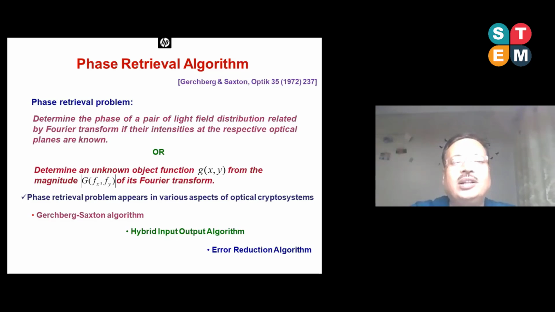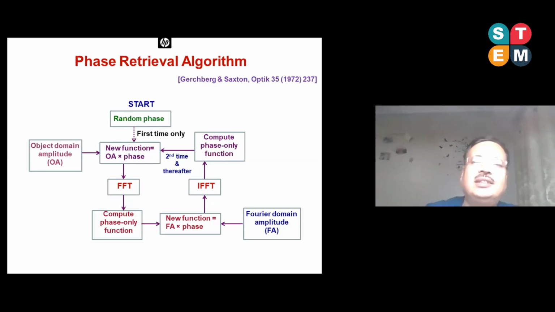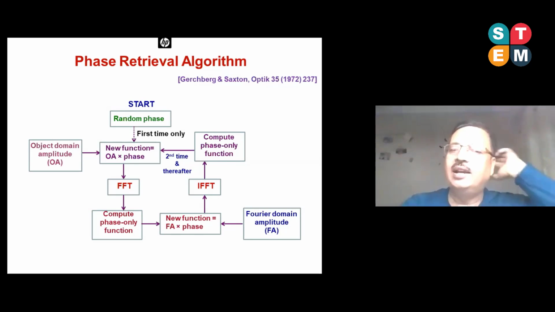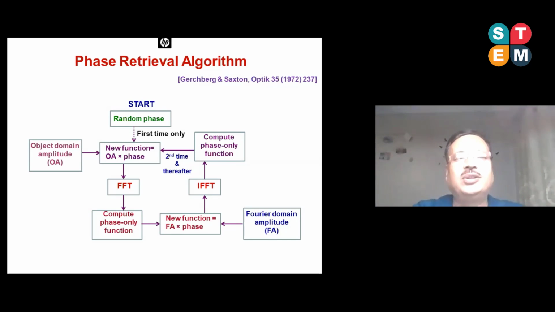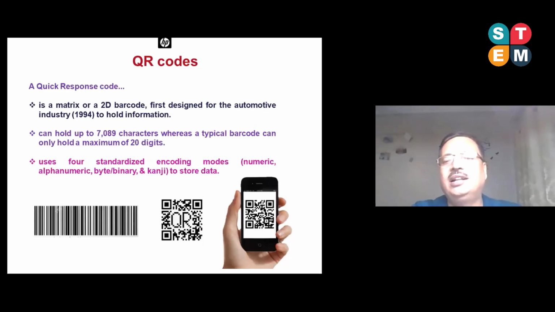I'll come to that point. So this is the algorithm. We start with the random phase function. You start with the object domain amplitude, use a new phase function, multiply by that phase, to obtain the Fourier transform, compute the phase only function, and you keep on iterating every time till you reach the desired function. This is what the algorithm is. So it is an iterative algorithm, and it takes time while computing the phase function.